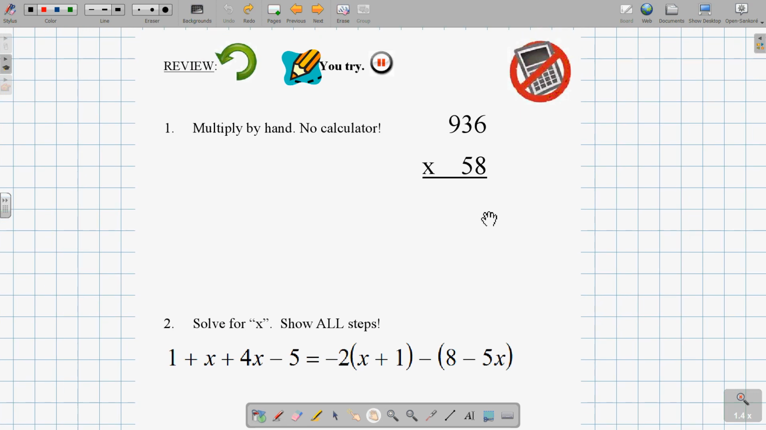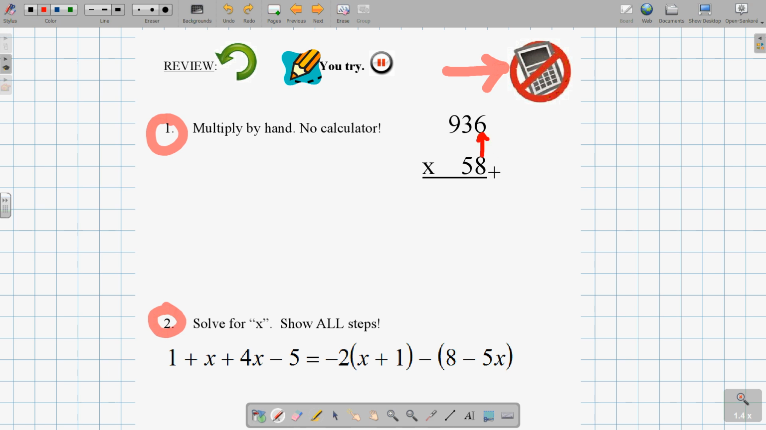Students, the beginning of each lesson always starts with a review section. So this review section, I do not want you to use a calculator. I'd like you to multiply this longhand, no calculator. Here, I'd like you to solve for x, no calculator. Pause the video, do your own work, and then restart. Welcome back. Let's check your work here.